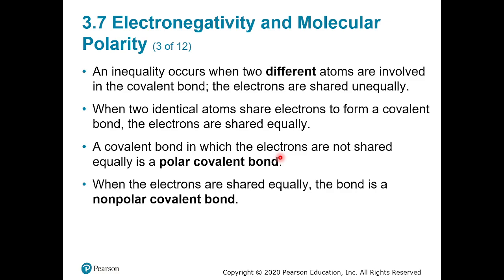And again, the one with the greater electronegativity is going to be the one that's negative because it's going to pull the electrons towards it. Okay. When electrons are shared equally, the bond is a nonpolar covalent bond, meaning it does not have poles that are positive and negative. It's equal charge on both sides.